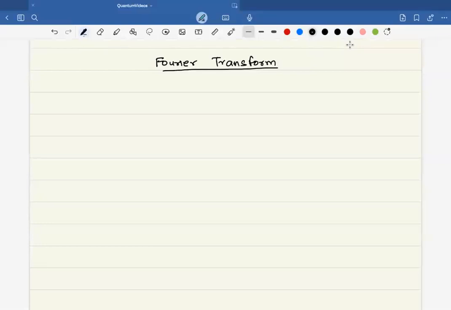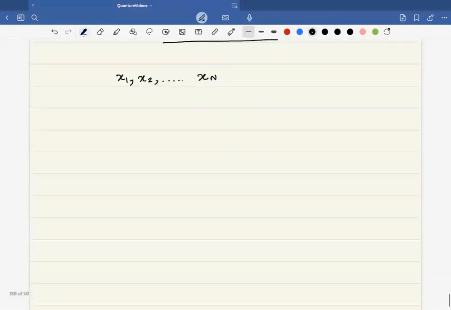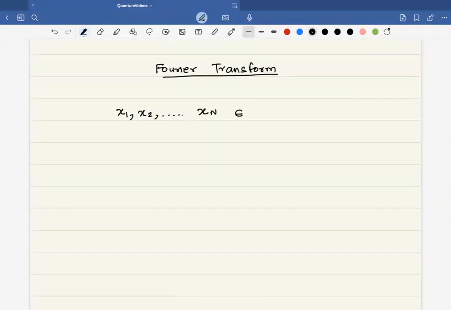So let's say we have complex numbers x1, x2, xn, and we define the Fourier transform, or the discrete version of it, as a transformation of these complex numbers into another set of complex numbers. So they're all belonging to the complex numbers, and the set is transformed to another set y1, y2, yn, and the transformation is defined in the following way.